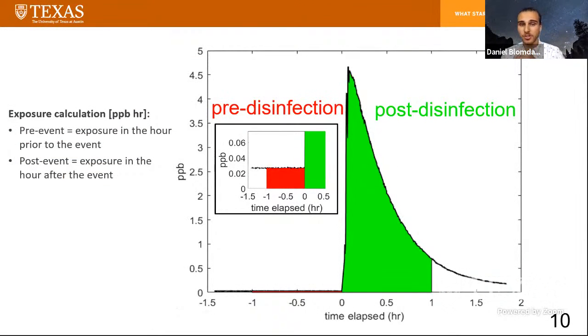One of the main metrics I used was to calculate the exposure in units of part per billion hours. It's basically the area under the curve of the concentration versus time graph. You can see I defined post-disinfection as the hour after the disinfection event, and pre-disinfection as the hour prior to the disinfection event, as the baseline.